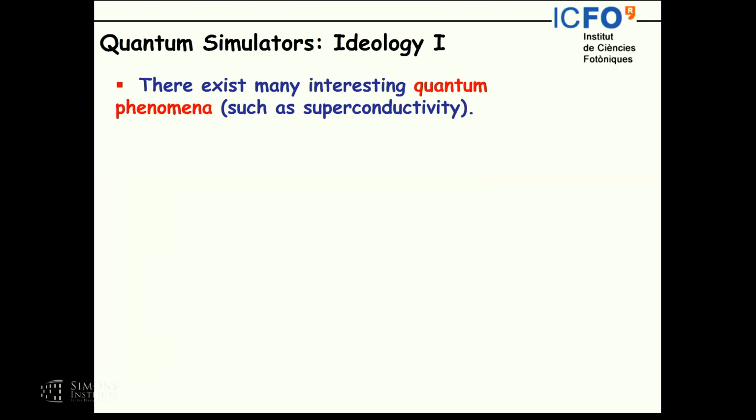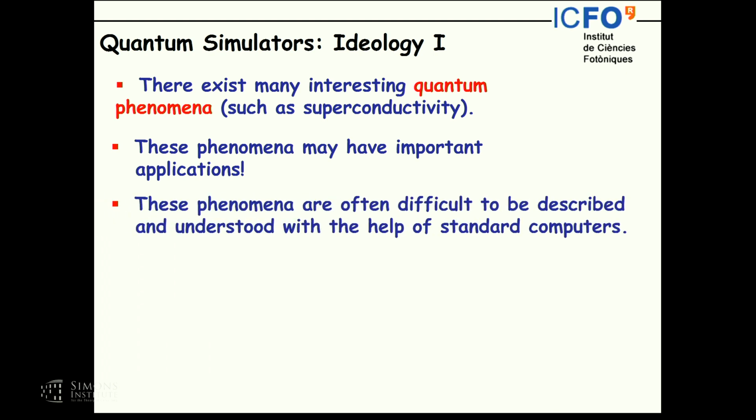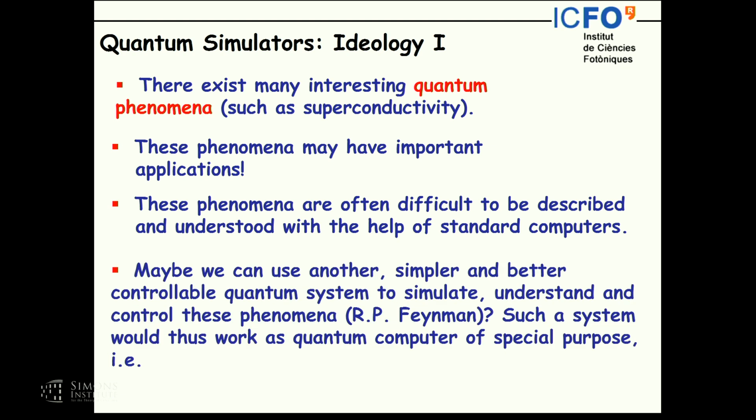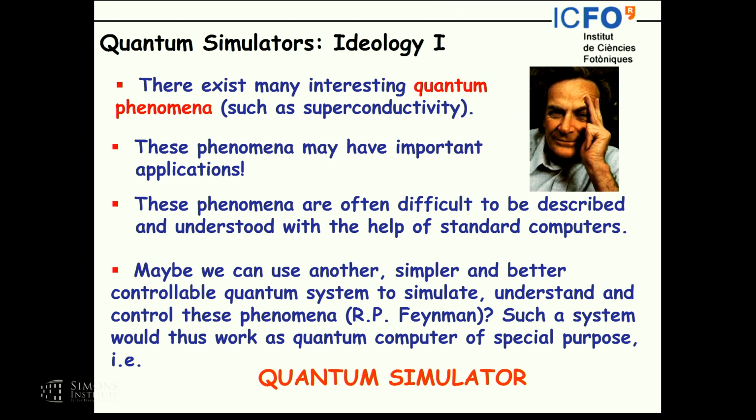So the ideology. I will repeat now one of the standard lines, but one of the most famous Californian physicists, kind of modified. There exist many interesting quantum phenomena, such as superconductivity. These phenomena may have important applications. These phenomena are often difficult to describe and understand with the help of standard computers. So maybe we can use another simpler, better controllable quantum system to simulate, understand, and control these phenomena. This system would be then a quantum computer of special purpose named quantum simulator. Here is your Southern Californian famous physicist.